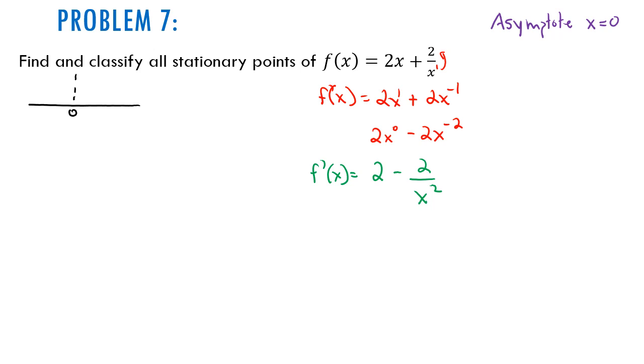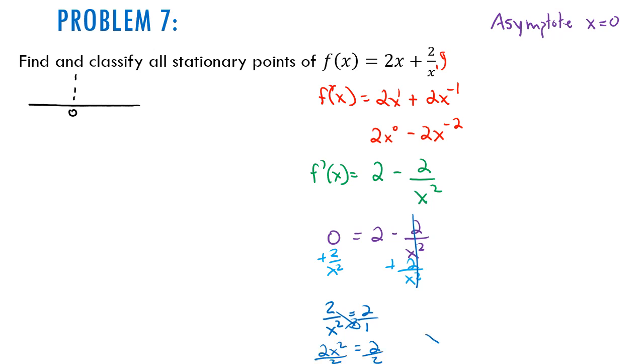Now we want to solve this by setting the derivative equal to 0. We can't really use the polynomial root finder because this is not a polynomial, so we have to solve this by hand. I'm going to add the 2 over x squared to the other side. And so we're going to have 2 over x squared equals 2, because those cancel out there. That's really 2 over 1, so I can cross multiply. So I'm going to have 2 equals 2x squared. I'm going to divide both sides by 2, so I have x squared equals 1. When I square root both sides, I will get plus and minus 1. So I have -1 over here and +1 over there.